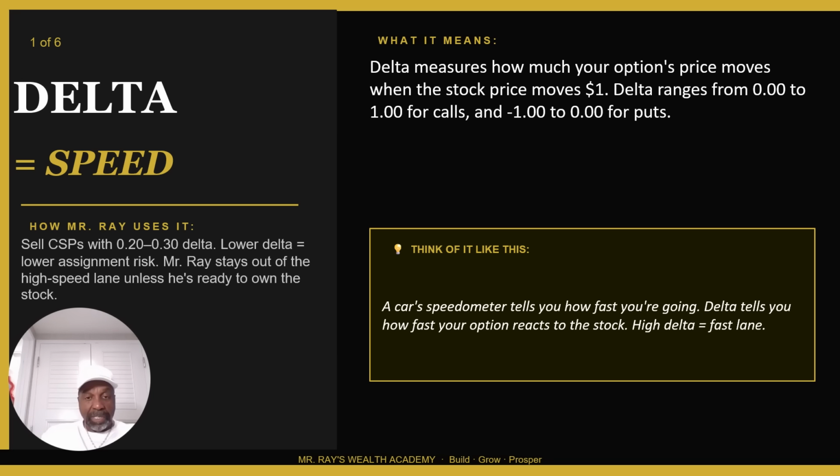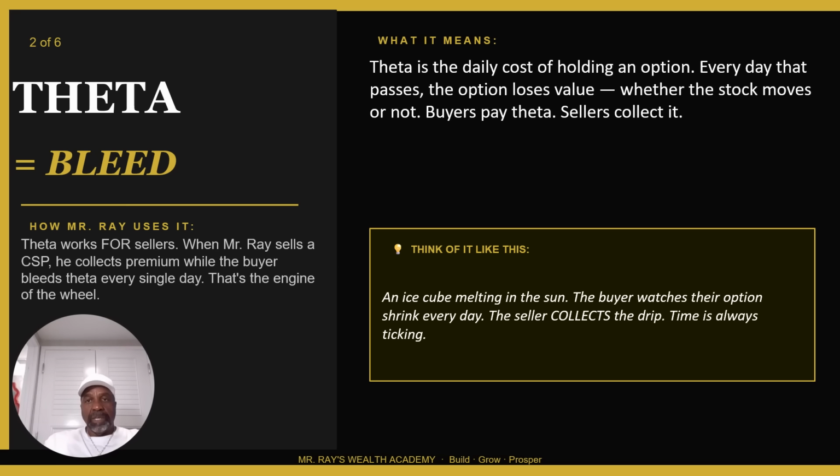All right, and so think of it like this: as your car speedometer tells you how fast you're going, delta tells you how fast the option is going to react to the stock's movement. Okay, high delta, that means it's in the fast lane, baby. Low delta, that means it's slowing down. So let's talk about theta, baby. This is the bleed right here.